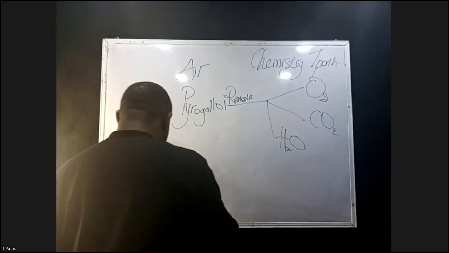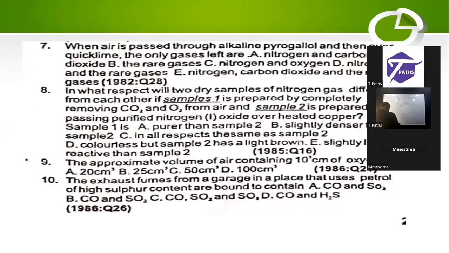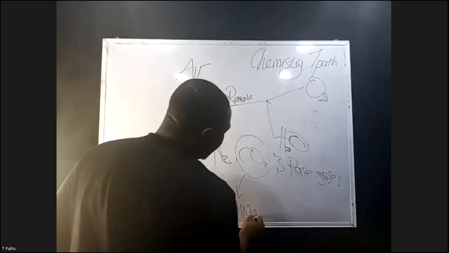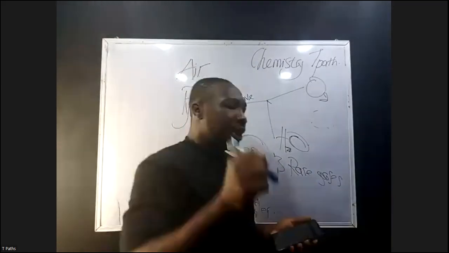Therefore, in gases, what will be left from the options there? What will be left when you remove all these things are N2, carbon dioxide, and the rare gases. So, sorry, I'm not removing CO2. Now I'm trying to confirm: N2, CO2, and rare gases. If you want to test for CO2, you can use lime water. So how do you know that CO2 is present? It turns lime water milky.